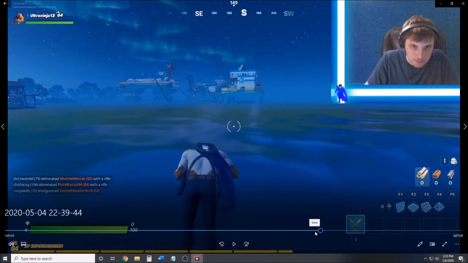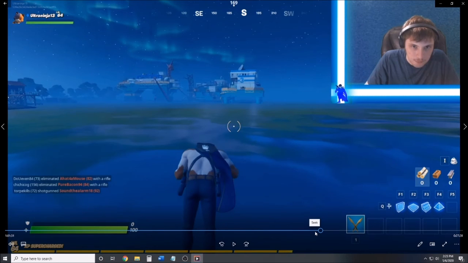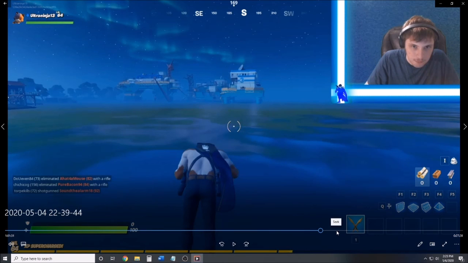So not only in this video did I find the secret Deadpool thing, I also found the secret hidden vault. I don't know if anyone's noticed either of that, but I found both of those.